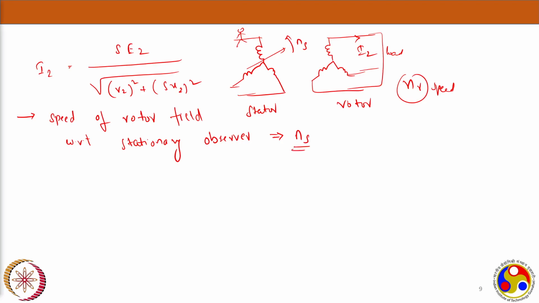So he is not moving. The observer is stationary. He is just sitting on the stator and he is seeing the rotor field. So the stator field is ns, the rotor field is ns, the rotor speed is nr. So he is stationary, so he will see the rotor field as ns. Now this is the actual motor in running condition. So I am naming this machine as machine A, that is this actual motor in the running condition.